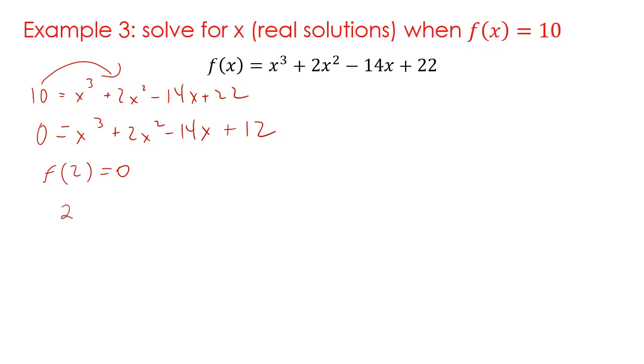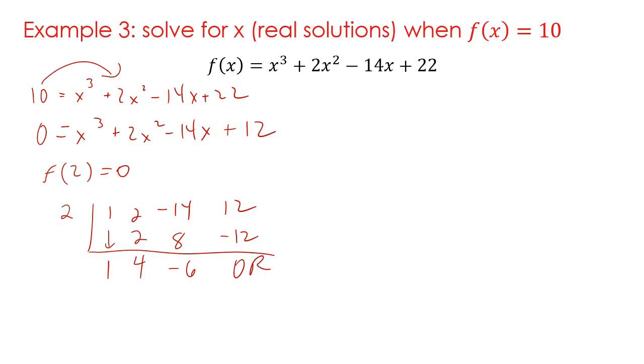So now let's go to everyone's favorite, I'm guessing, synthetic division. Our coefficients: 1, 2, negative 14, and 12. Bring that down, multiply, add, multiply, add, multiply, add. We know it works, got 0 remainder. So this equals x squared plus 4x minus 6.